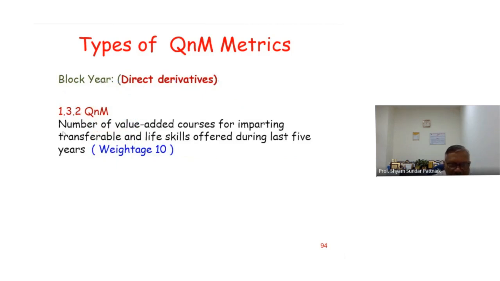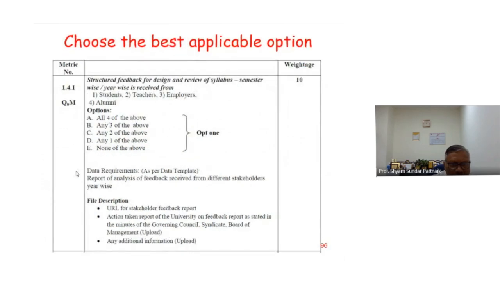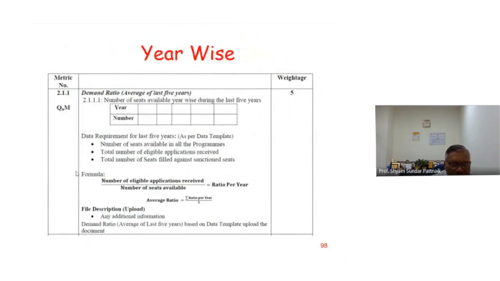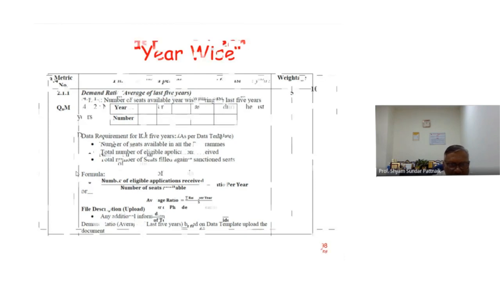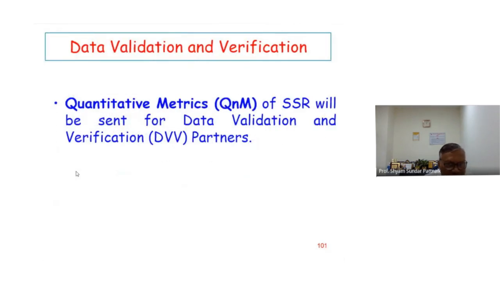Type of quantitative metric for block year, direct derivatives: number of value added courses for imparting transferable life skills offered in the last 5 years, weightage is 10. Then formula based is this, already I have shown you, and option based, like multiple choice, we have also shown you. Then year wise, like demand ratios, that is again formula based. Something will be option based, something will be direct. So you have to see which are to be handled formula based, which are to be multiple choice based, and how to go about it.